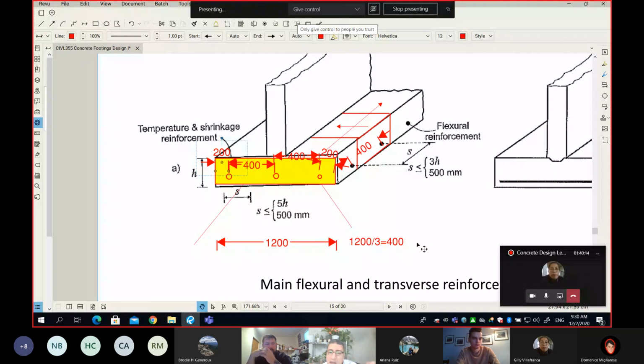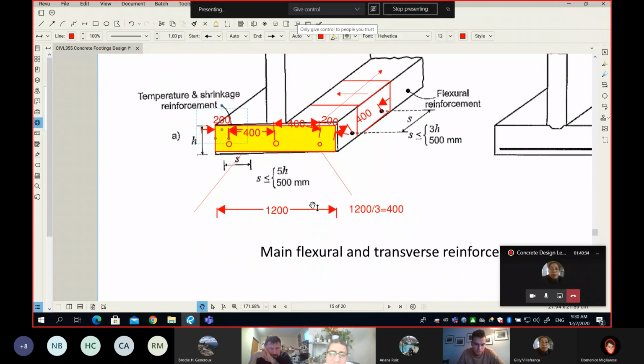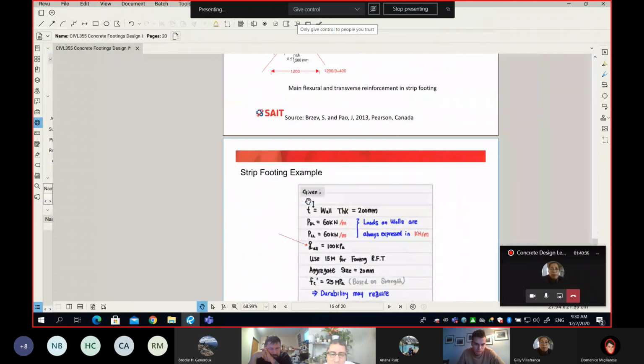Yes. Why? Because the rule is here: 5 times the h, which means 1250, or 500, which means my limit here is 500. And since I'm doing 400, it means okay. In case you get more than 500, then you have to go with this number here. So you need to space your rebar not more than 500 mil on center. Okay, dokie.